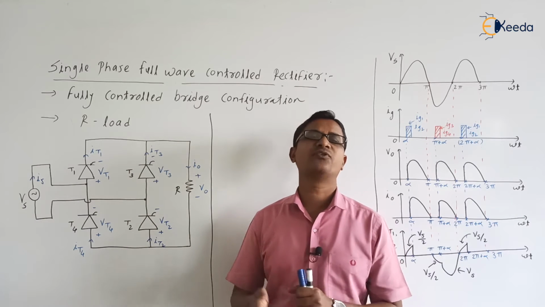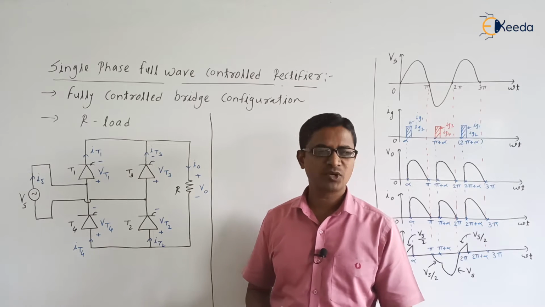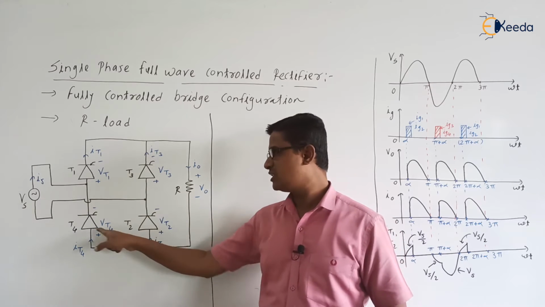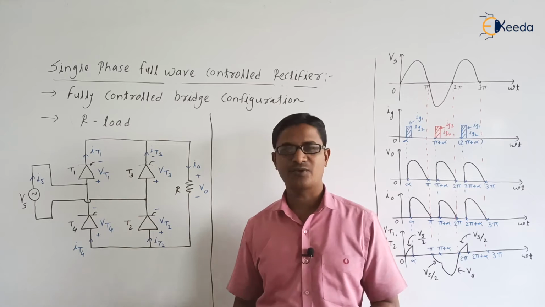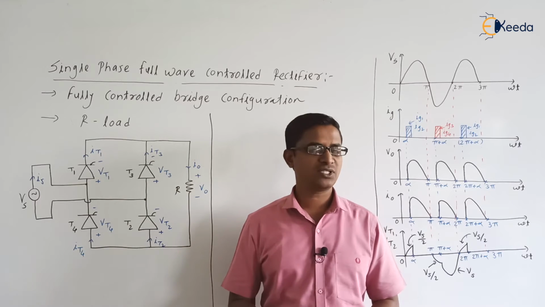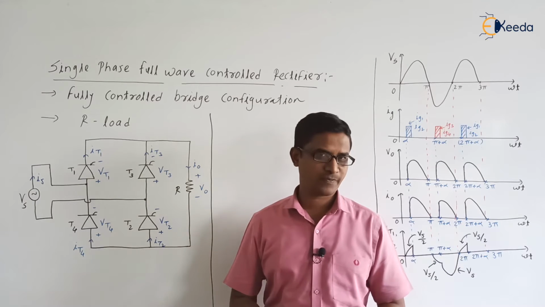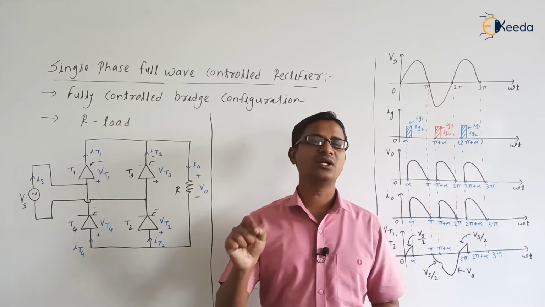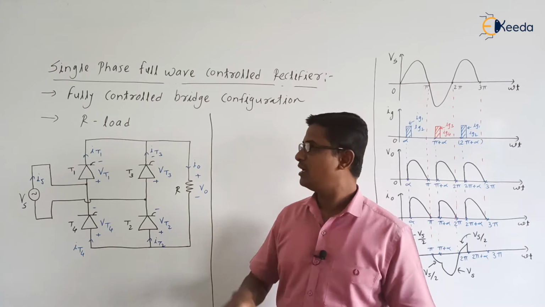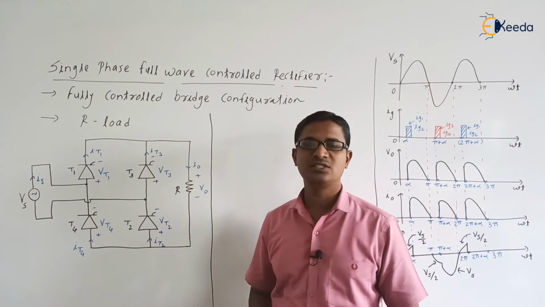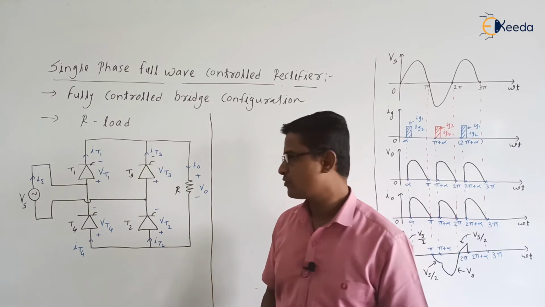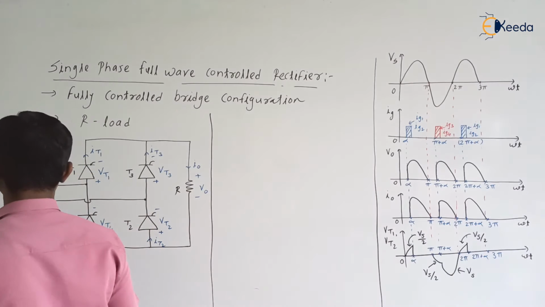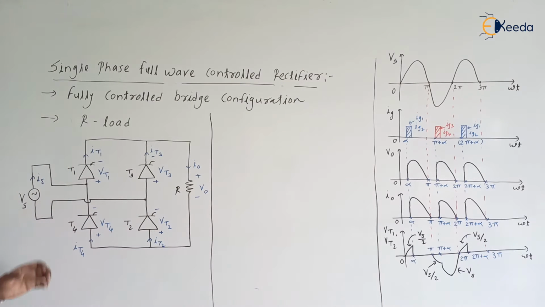Next, why is it known as the fully controlled bridge configuration? Because out of the 4 switches, T1, T2, T3, T4, all are controlled switches, that is, we are using thyristors. So that's why it is known as the fully controlled bridge configuration. Let us discuss it with a purely resistive load. Next, Vs is equal to Vm sin(ωt).